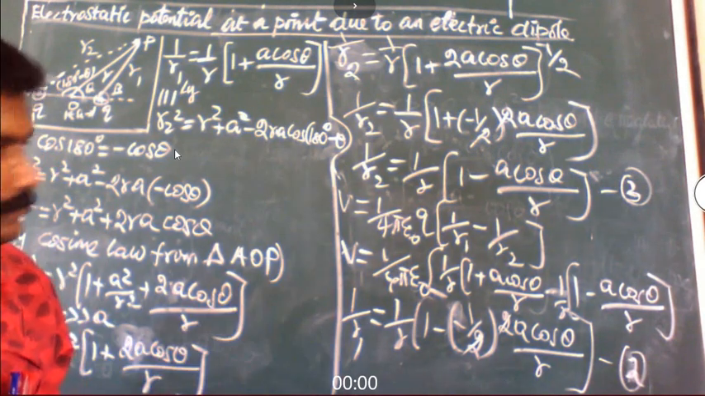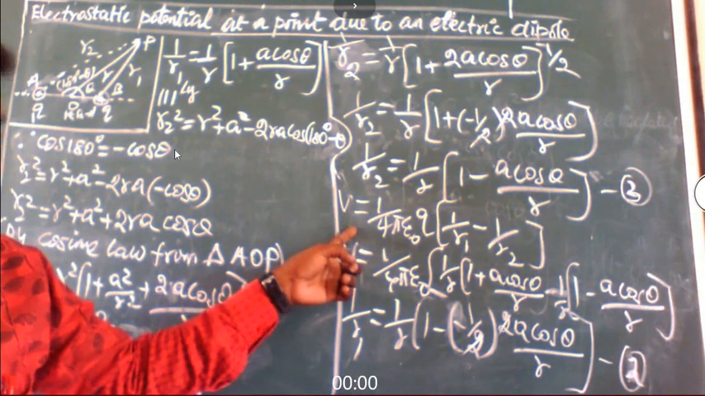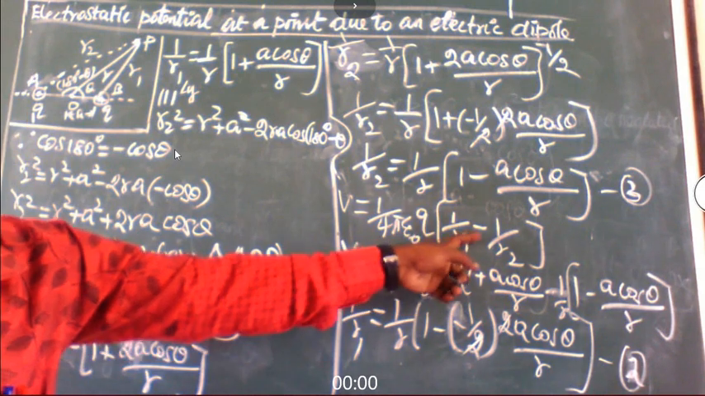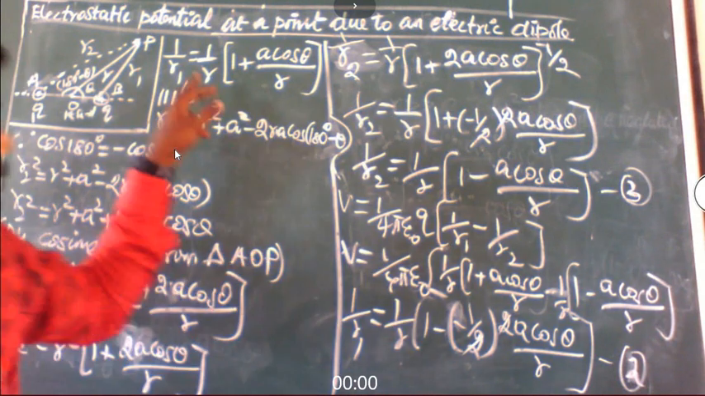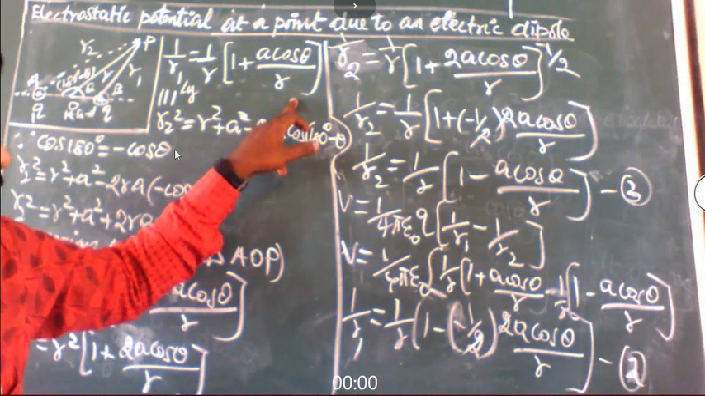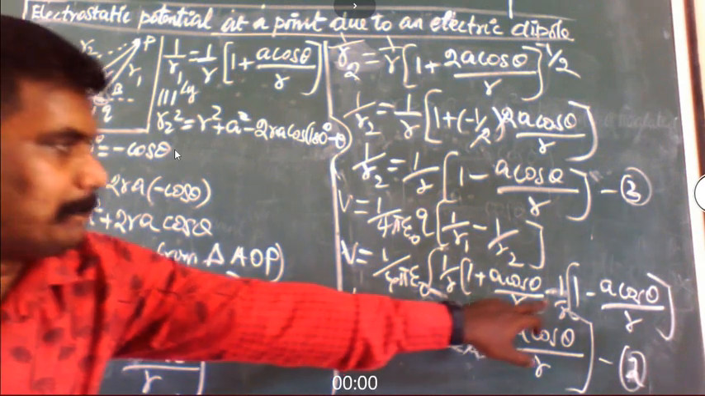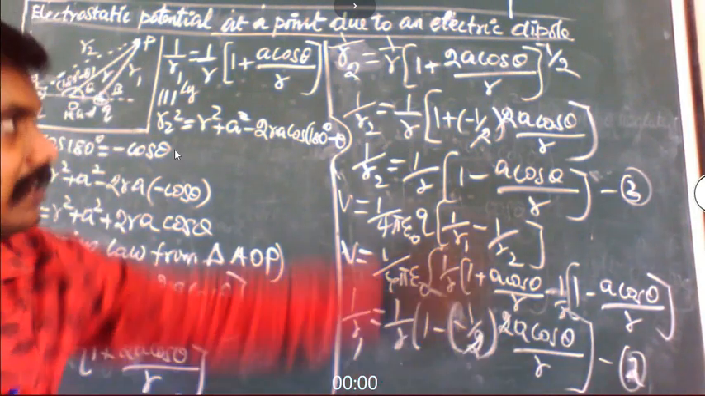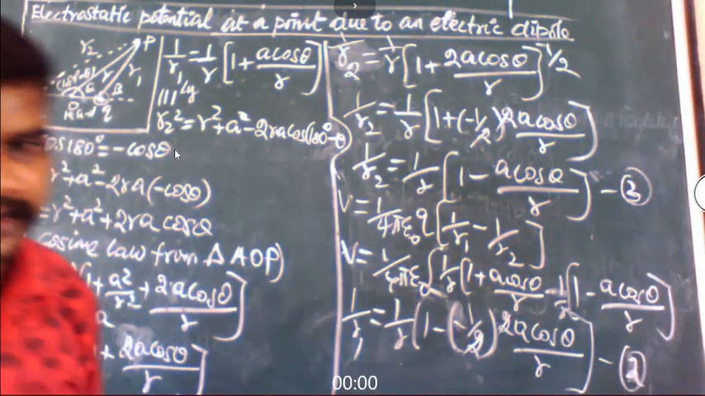The next step is substituting this value, equation 3 and equation 2, in equation 1. This is equation number 1: V is equal to 1 by 4 pi epsilon naught q into (1 by r1 minus 1 by r2). What is the value of 1 by r1? 1 by r1 is equal to 1 by r into (1 plus a cos theta divided by r). Substituting this value, we get 1 by r into (1 plus a cos theta divided by r) minus 1 by r into (1 minus a cos theta divided by r), which is equation number 3.